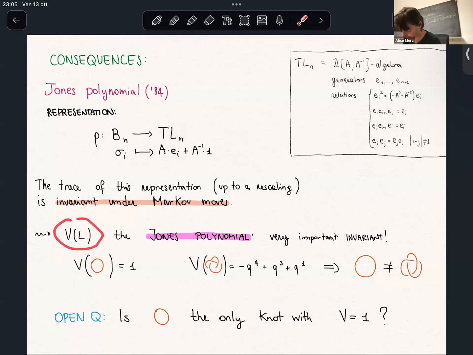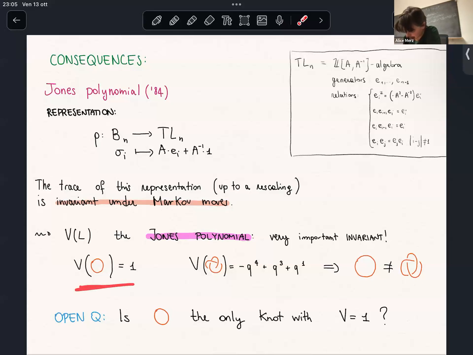And we denote it V of L. It's a very important invariant. It opened a subfield of knot theory in itself. And we see here that it's not that difficult to compute, at least for knots with a low number of crossings.